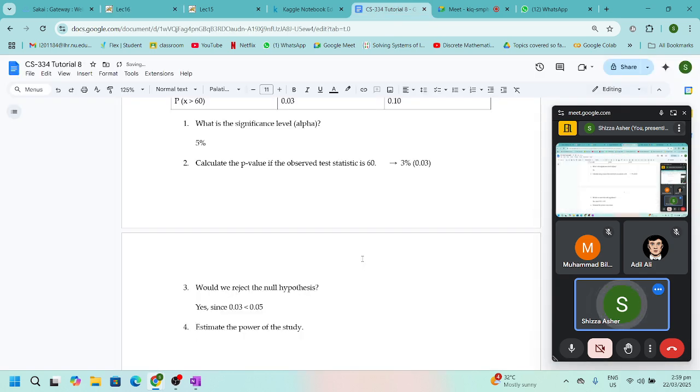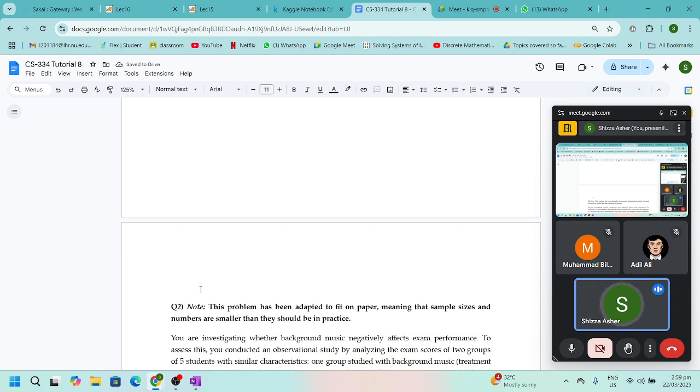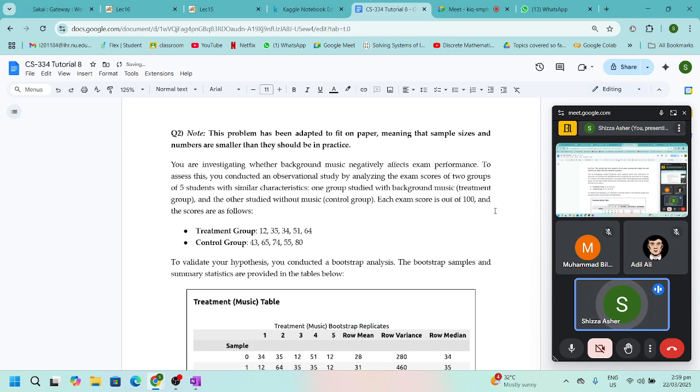All right, so I'm gonna write this down over here. 15%. And with that, we are going to be moving on. So I have one last question on bootstrap sampling. Can someone recall what bootstrap sampling is? Does anyone here remember bootstrap sampling?